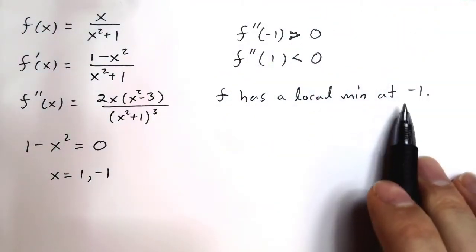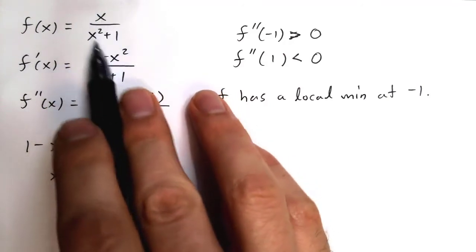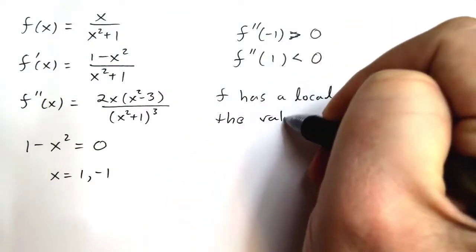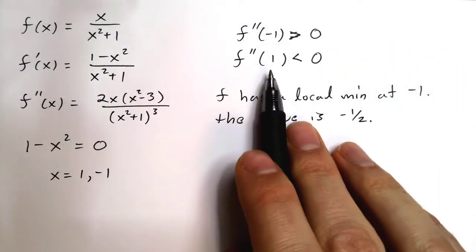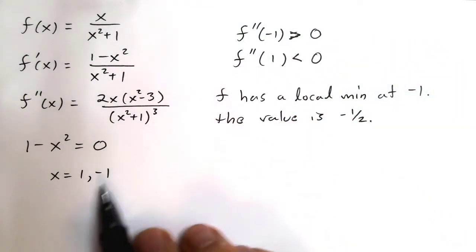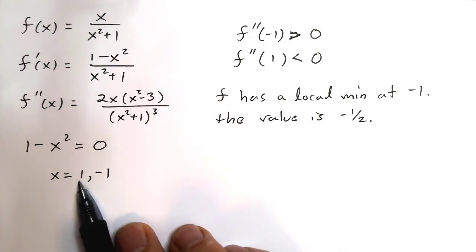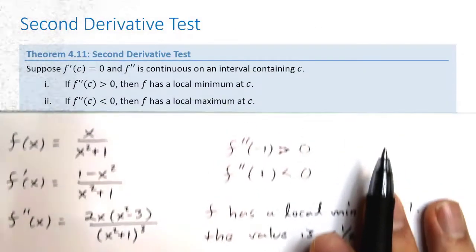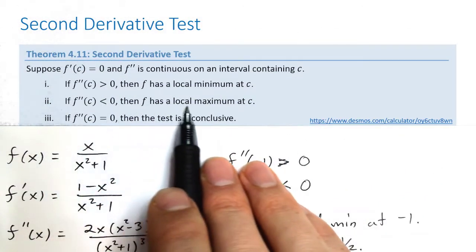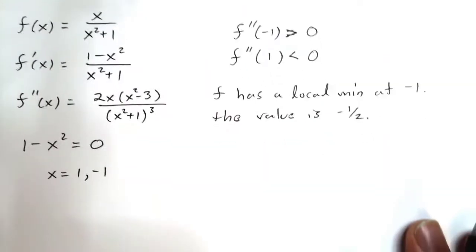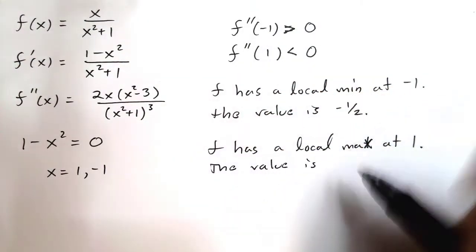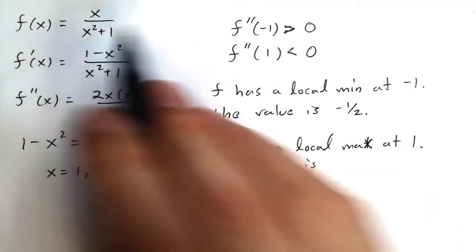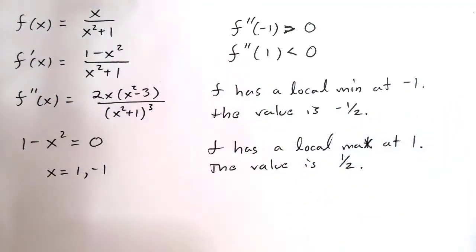And the value there would be what we get when we plug -1 into this, and that would be negative 1/2. All right, and then this one, number 1, is a place where the first derivative is 0, and the second derivative is negative, and so that corresponds to a local maximum. And what would the value be? Well, I'll just plug 1 into the function, 1 over 2. That is positive 1/2.